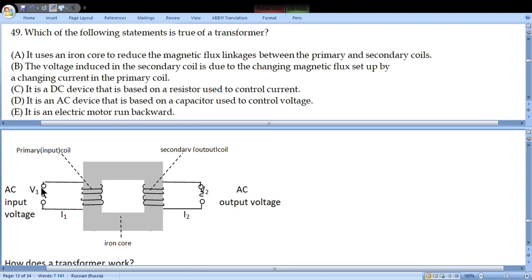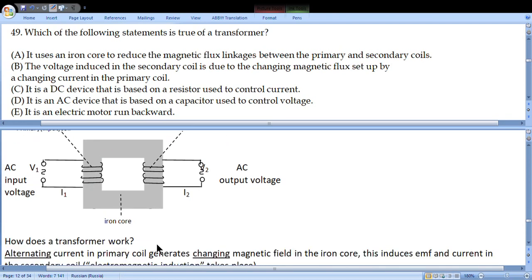Primary coil is connected to AC voltage, and these two coils have an iron core between them to increase the magnetic linkage between these coils.